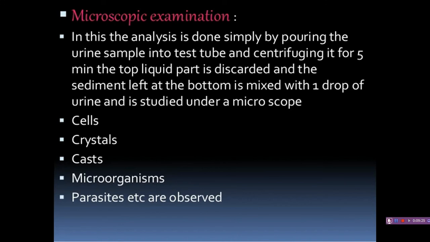Now come to microscopic examination. The analysis is done very simply by pouring the urine sample into a test tube and centrifuging it for 5 minutes. The top liquid part is discarded, and the sediment left at the bottom is mixed with 1 drop of urine and studied under the microscope to see the cells, crystals, casts, microorganisms, and parasites.